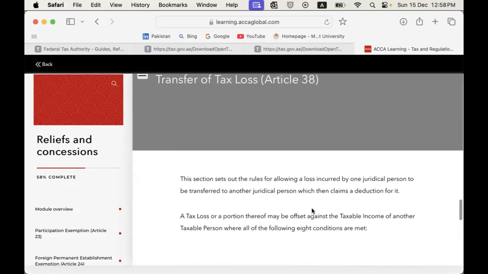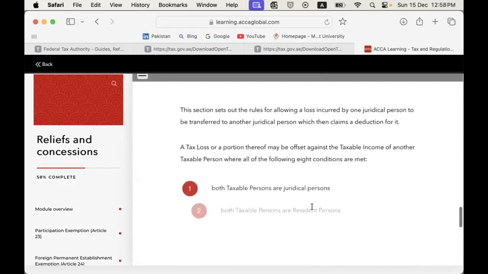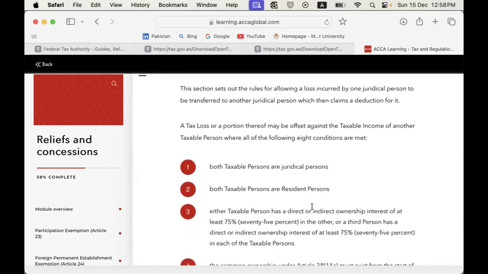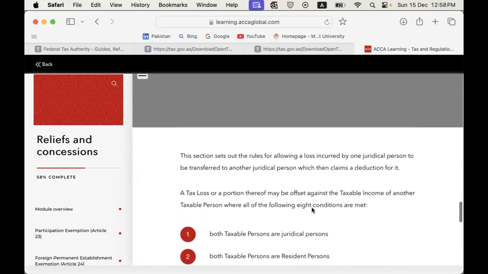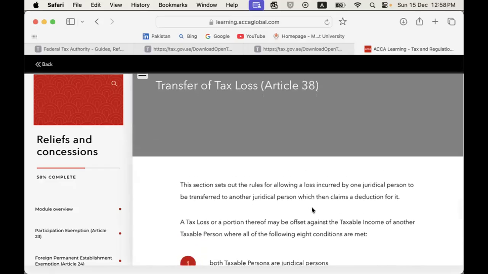Now we're talking about transfer of tax loss. So I have a question over here. Up to only 75% of taxable income, we can offset our tax loss. For example, we have 100,000 AED taxable income, and 75% of this can be offset with our tax loss. Can we offset the transfer tax loss with the remaining 25%, or is the 75% cap for both?